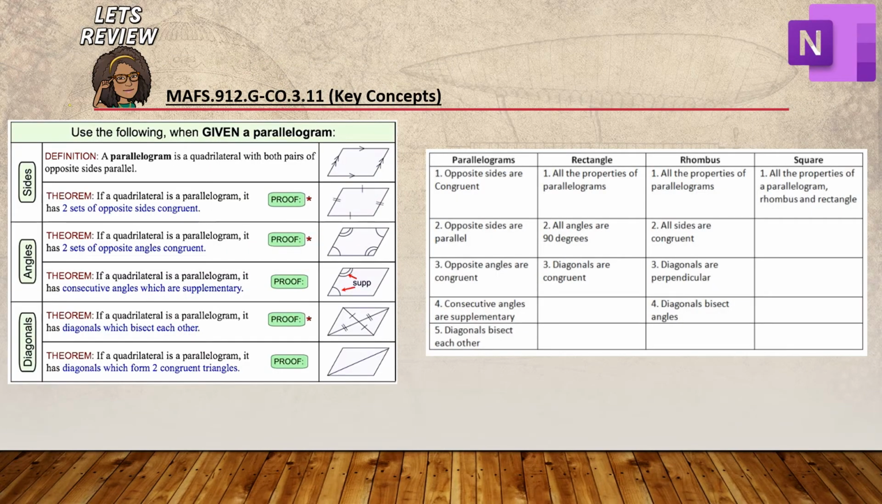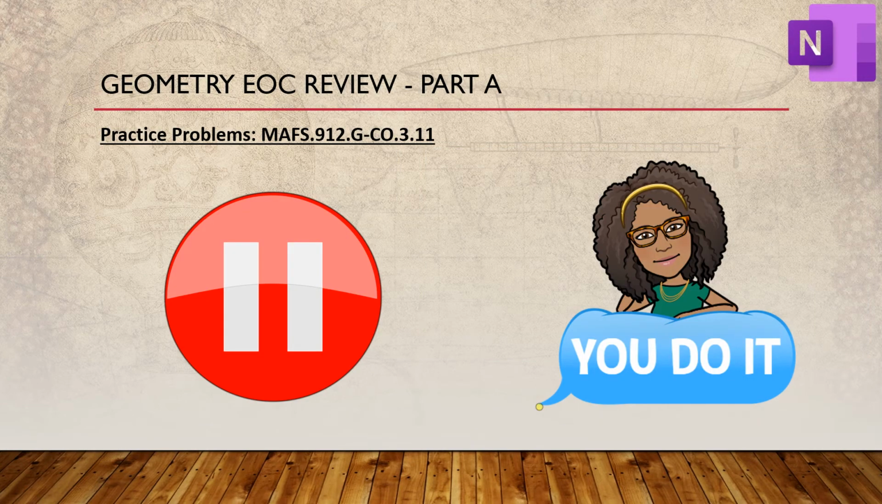All right, so the last standard that we're looking at today is GCO 311, and this standard primarily deals with the properties of parallelograms and special parallelograms. So we're looking at theorems and properties that deal with rectangles, rhombus, and squares, and how that relates to the properties of parallelograms. So at this time, I want you to go in your notebook and review the key concepts for these types of figures, and then you're going to move on to your practice problems.